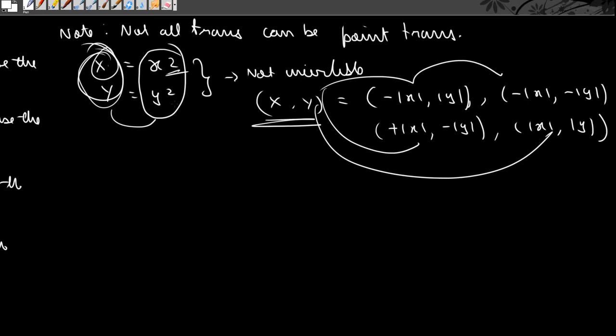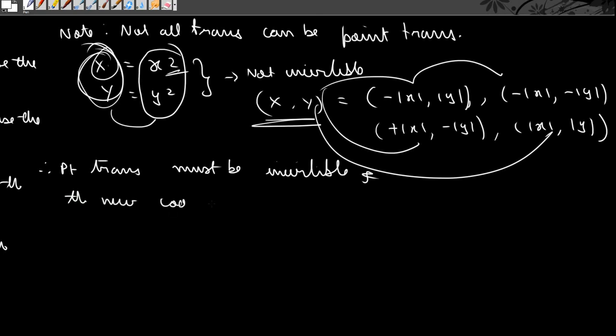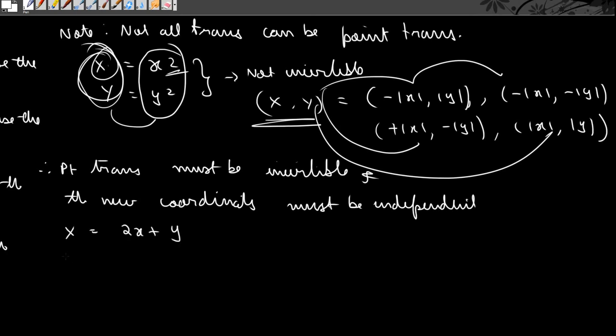Okay, all right. Therefore point transformations must be invertible, and the new coordinates must be independent. So by independent, if you define a new coordinate X as 2x plus y and Y as some 6x plus 3y, then this is basically equal to 3 times X.